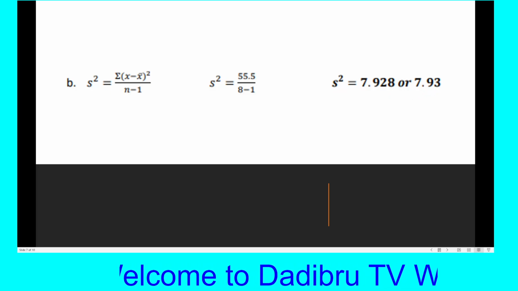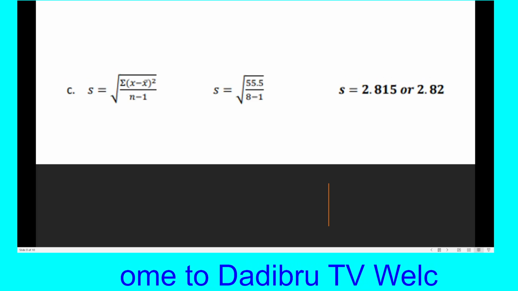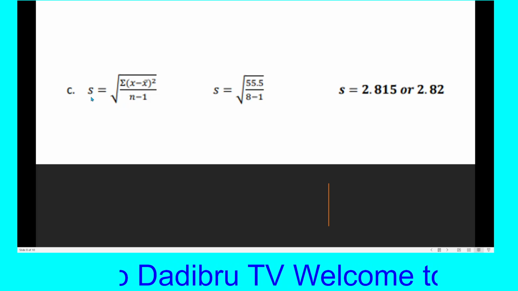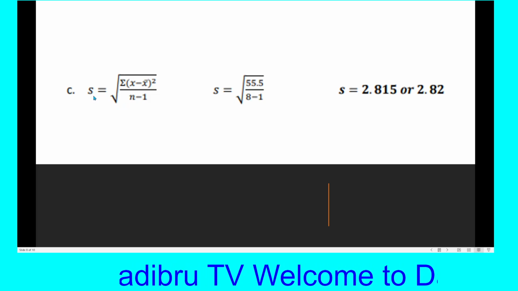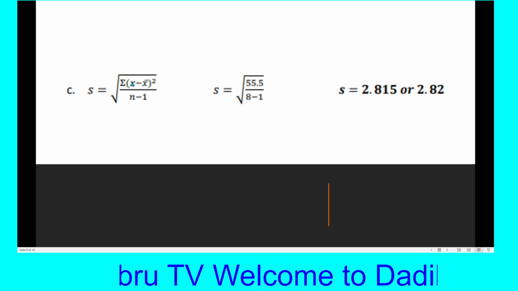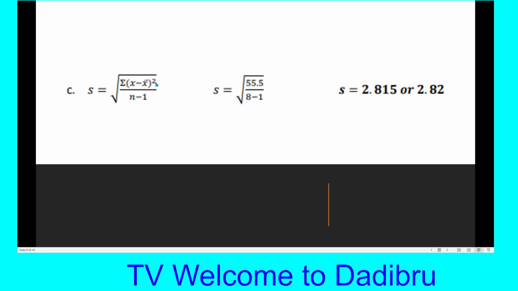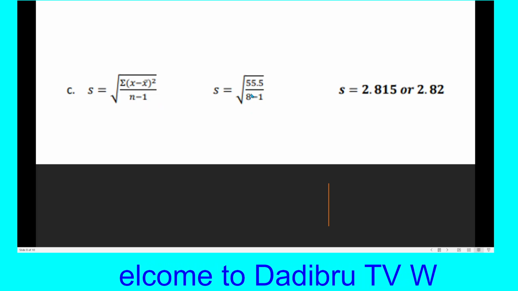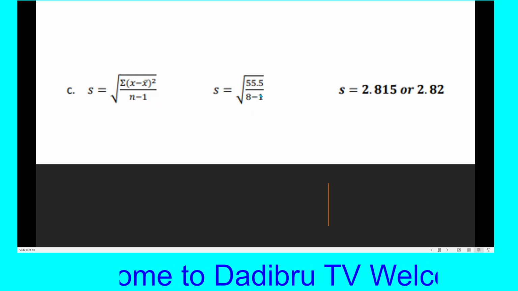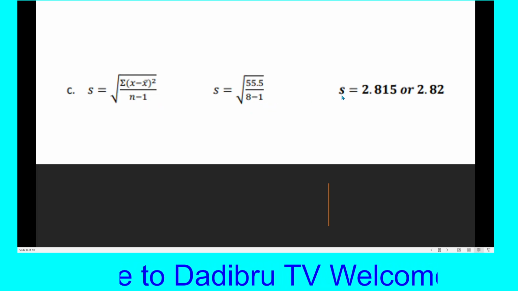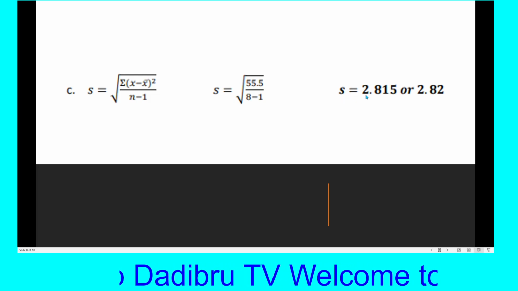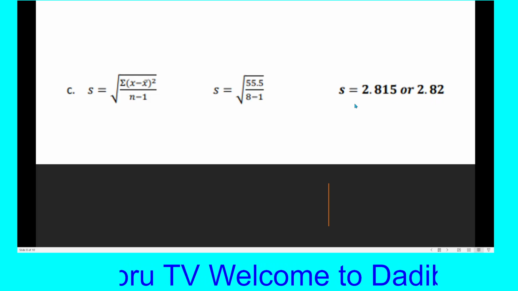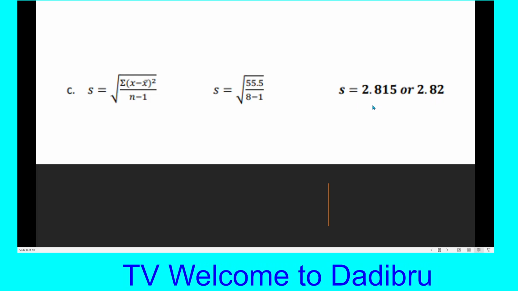Now, to determine the standard deviation, just simply get the square root of the variance. Our formula is s, or standard deviation, is equal to the square root of the summation of x minus mean squared over n minus 1. And that is equal now to the square root of 55.5 over 8 minus 1, which is equal now to the standard deviation of 2.815 or 2.82. And that is the standard deviation of the problem.